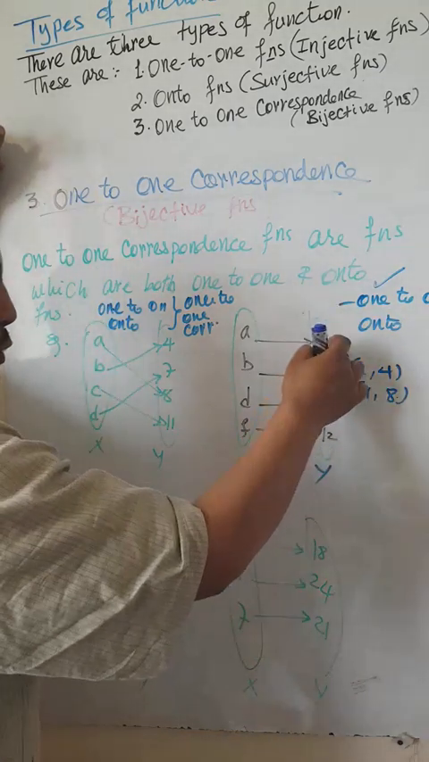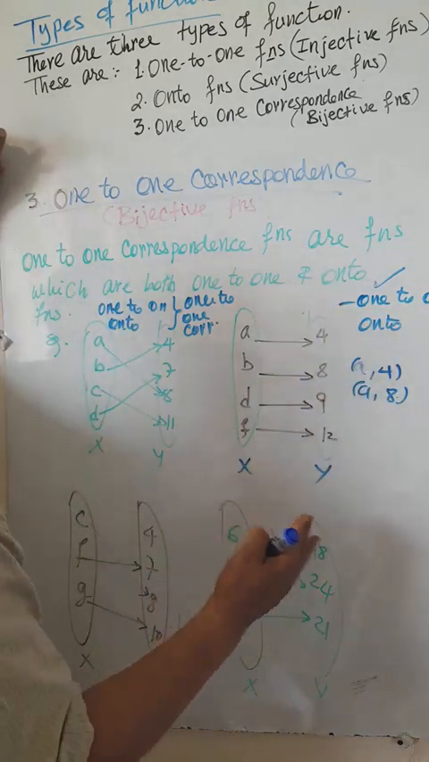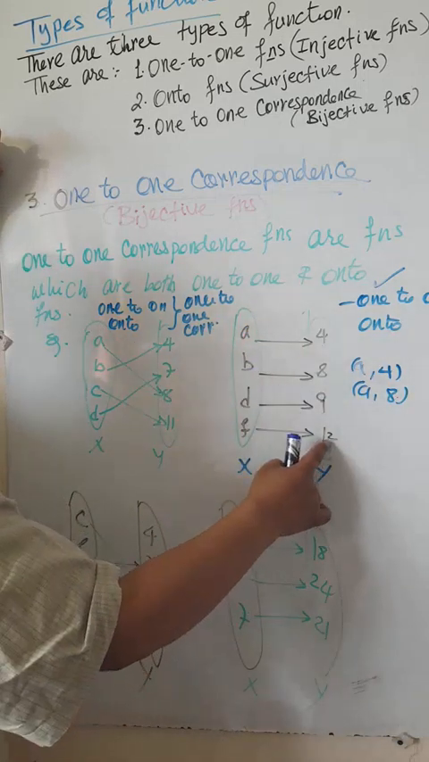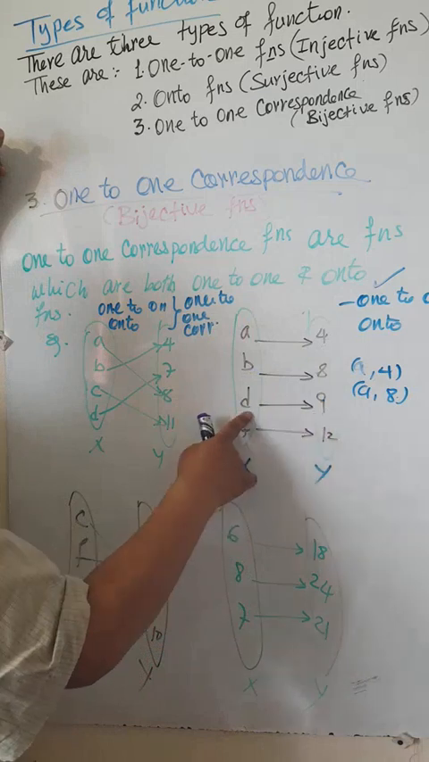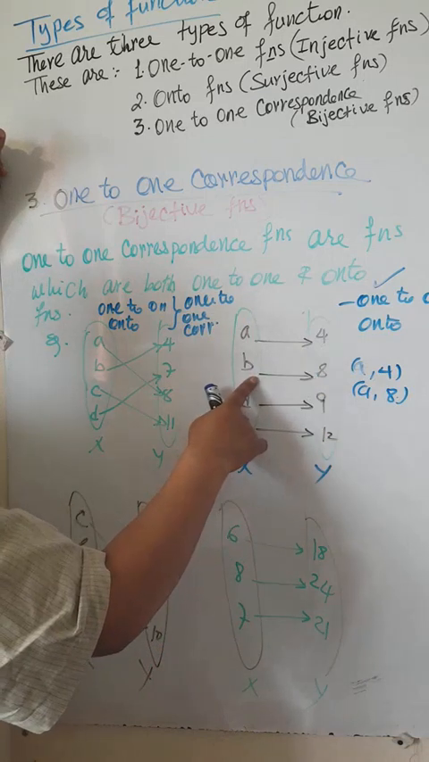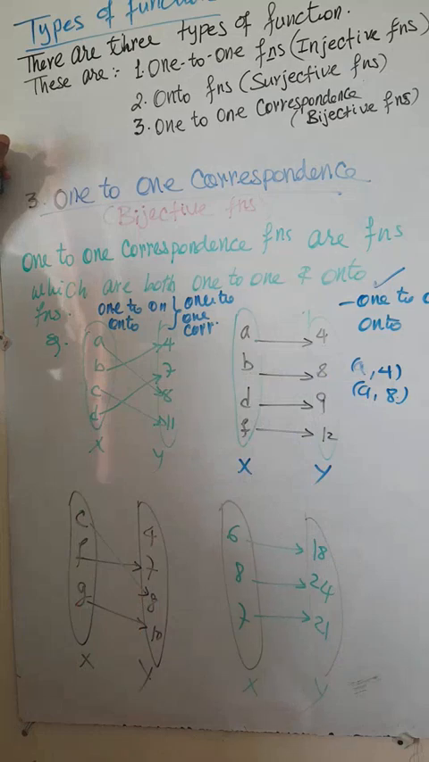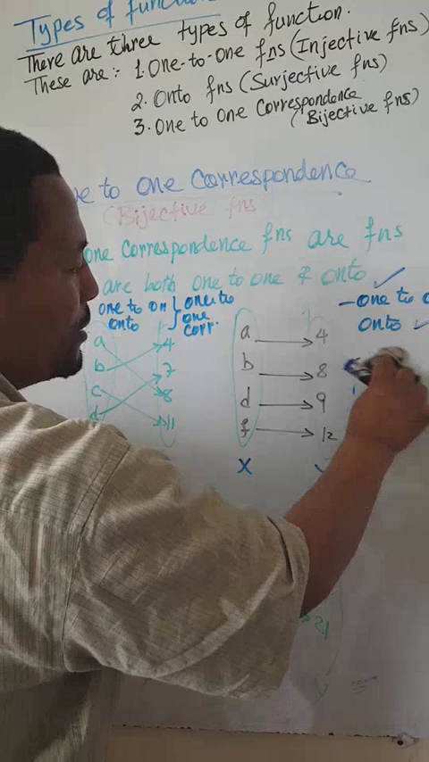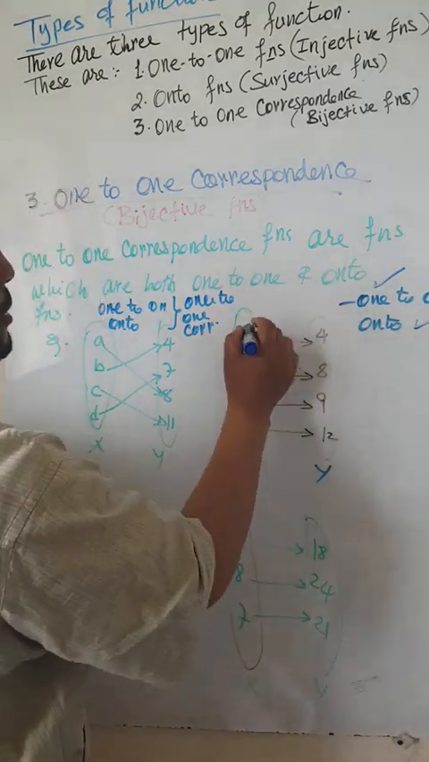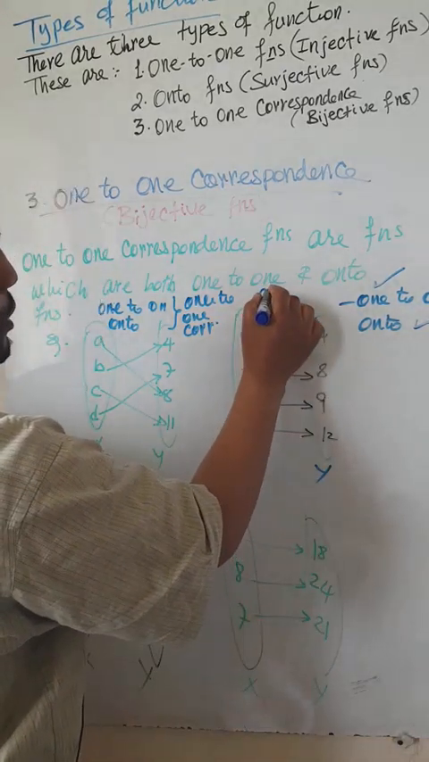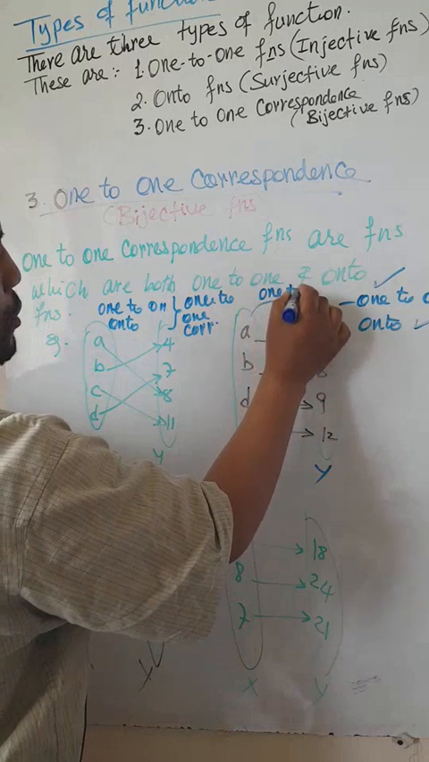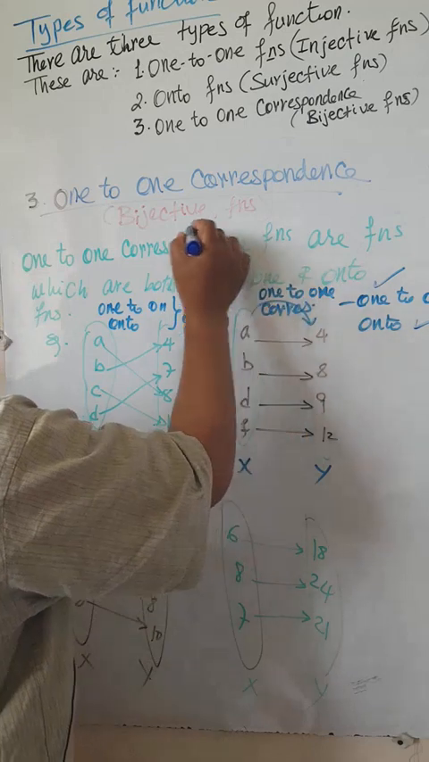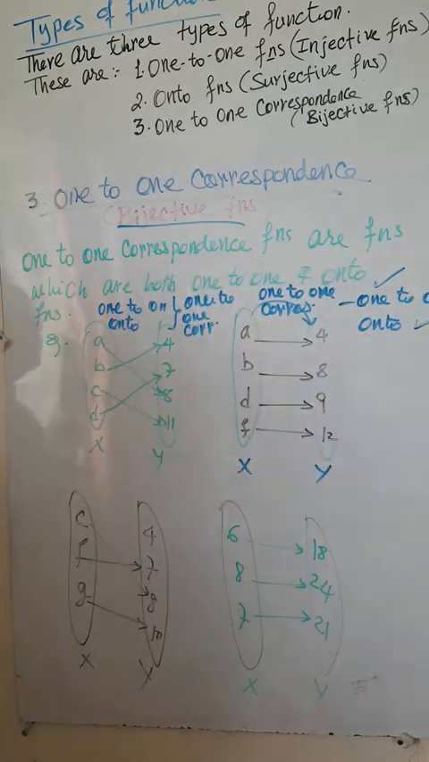On the y side, 4, 8, 9, 12 are in the codomain. Do they have a pre-image? At least one pre-image? 12 has a pre-image f, 9 has a pre-image d, 8 has a pre-image b, 4 has a pre-image a, so this is onto. Okay, if both are satisfied, this function is a one-to-one correspondence, or bijective type of function.